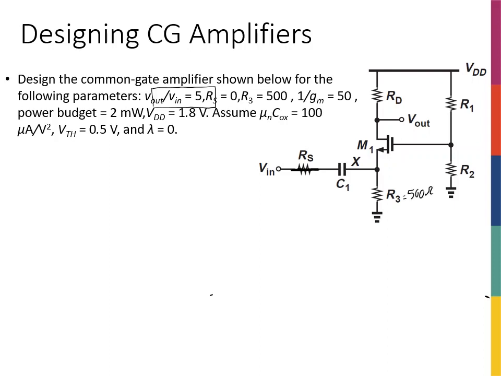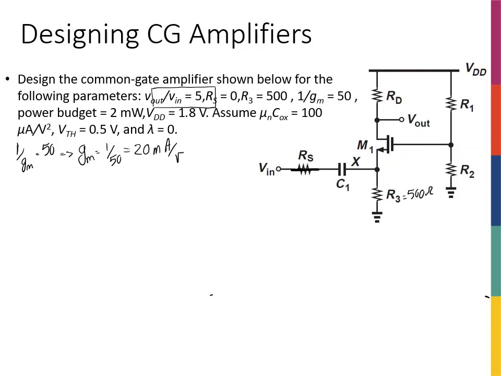So let's write it down here. 1 over Gm is 50. So if 1 over Gm is 50, therefore Gm is equal to 1 over 50, which is equal to 20 milli. The unit for Gm is amp per volt, so it's 20 milliamp per volt. I made this 1,000 milliamp, so it became 1,000 divided by 50. That's how I got 20. Power budget is 2 milliwatts, and VDD is 1.8 volts. From there, I can get my current. We're going to get to that.